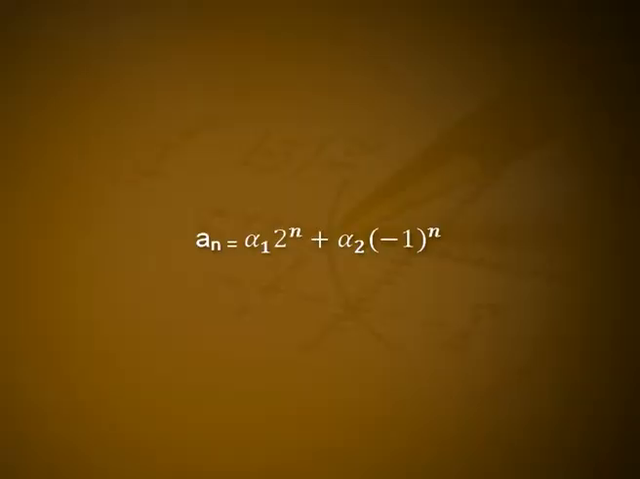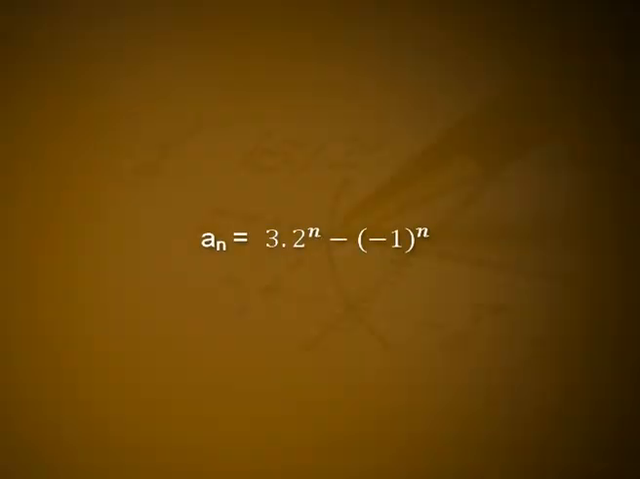Hence, the sequence An is a solution to the recurrence relation if and only if An is equal to alpha 1 into 2 raised to n plus alpha 2 into minus 1 raised to n for some constants alpha 1 and alpha 2. Next, we will use initial conditions to get the values of alpha 1 and alpha 2.